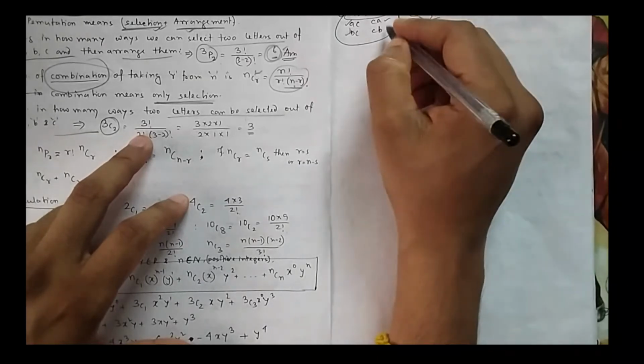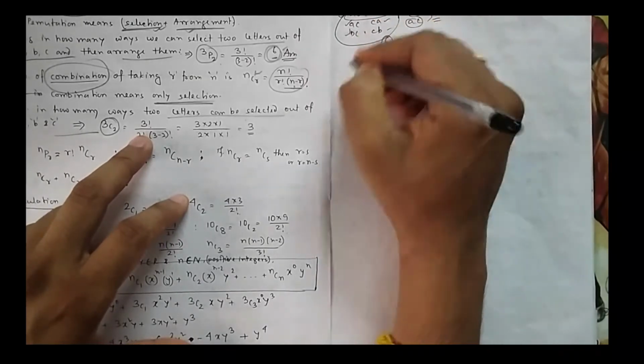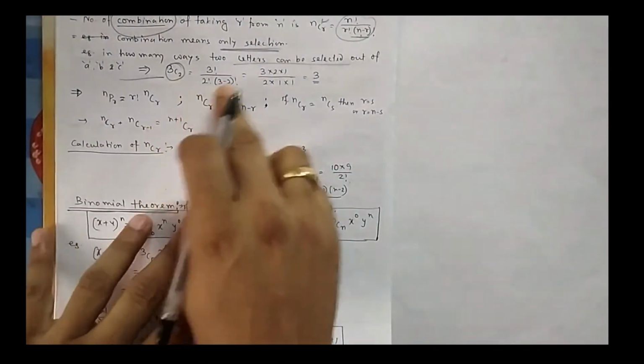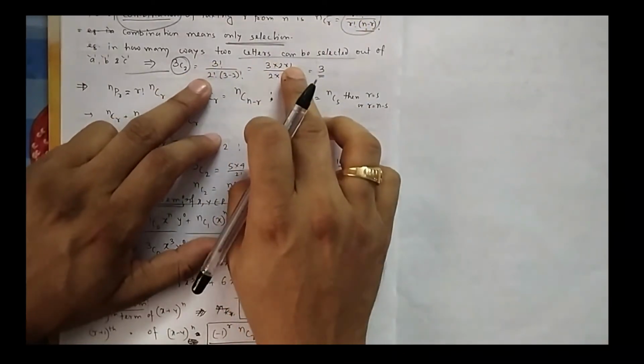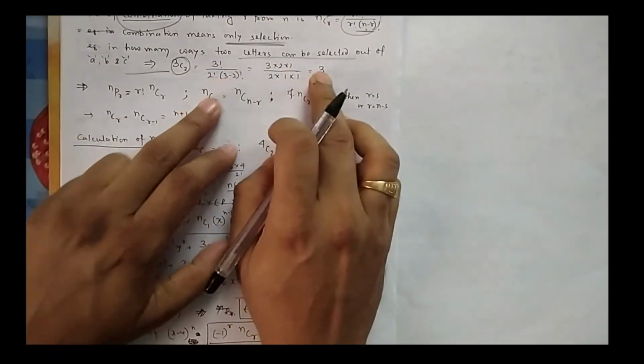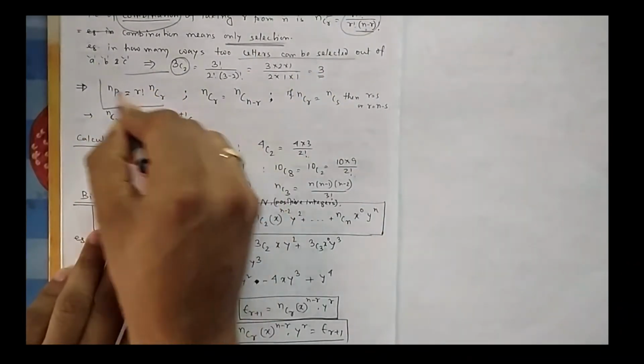That is 3. In the permutation case you selected, then arranged, so how many ways? 6 different ways. Here, that's why the answer is 3C2. Again you put it in the formula, 3 factorial by 2 factorial and 3 minus 2 factorial. 3 factorial is 3 into 2 into 1, 2 factorial is 2 into 1, 1 factorial is 1. The answer is 3.